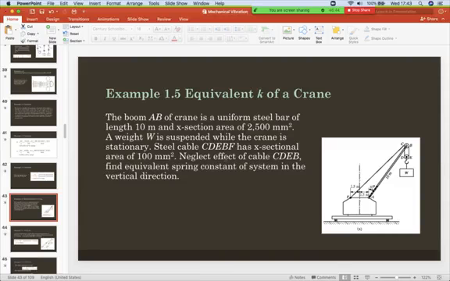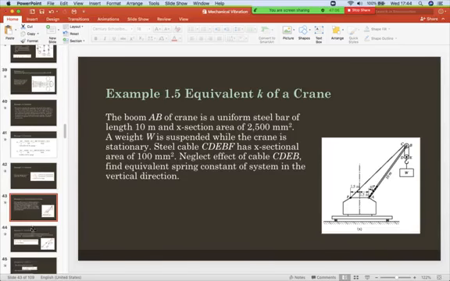okay? So neglect the effect of cable CDE, BE. Find the equivalent spring constant of the system in the vertical direction. So again, when we deal with vibration analysis, it's not just moving to and fro or moving up and down. It can be the work of a spring constant, a spring, no? Find the equivalent spring constant of a system in the vertical direction.